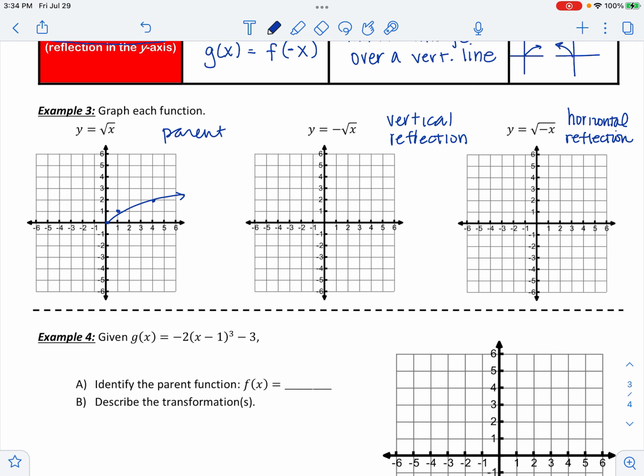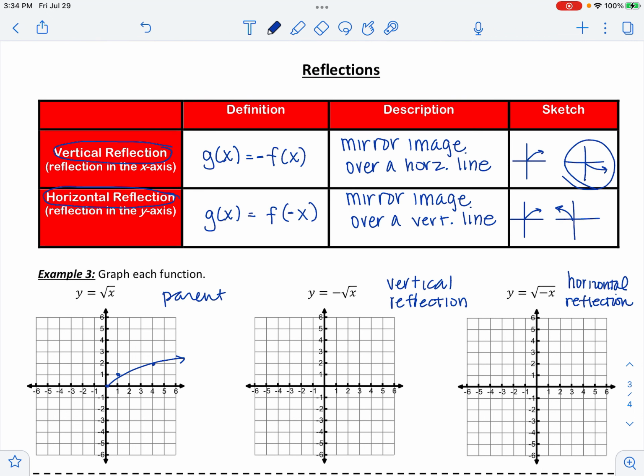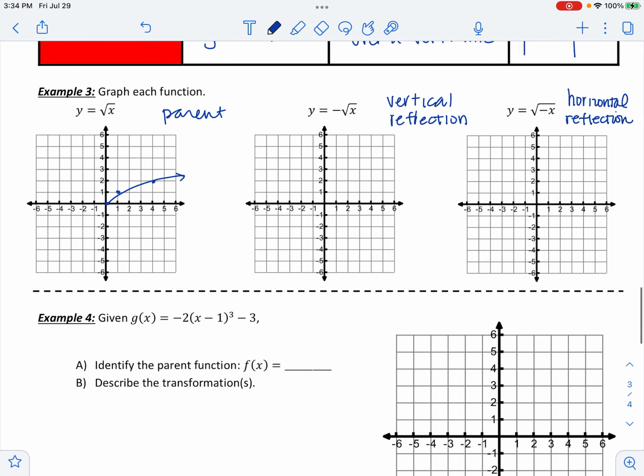Okay, so now we're going to do a vertical reflection. We already know what a vertical reflection looks like. It looks like this. But just to prove it to you, let's plug in 0. If you plug in 0, you still get 0. If you plug in 1, square root of 1 is 1, but then you take the opposite. Plug in 4 is 2, but you take the opposite. So notice that's what your vertical reflection looks like.